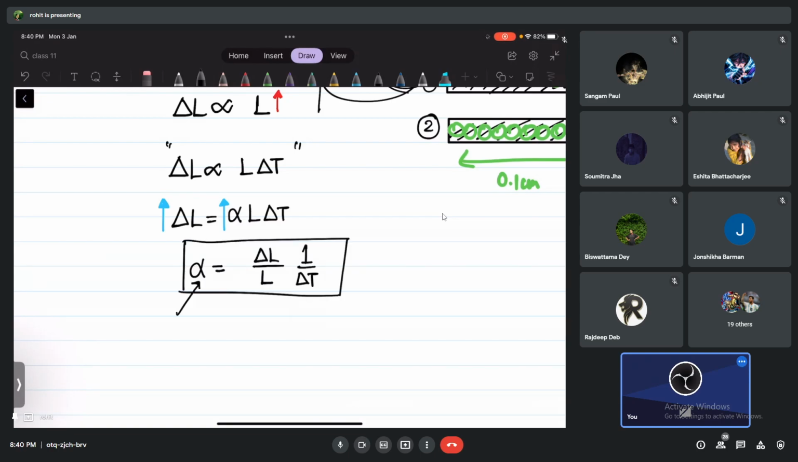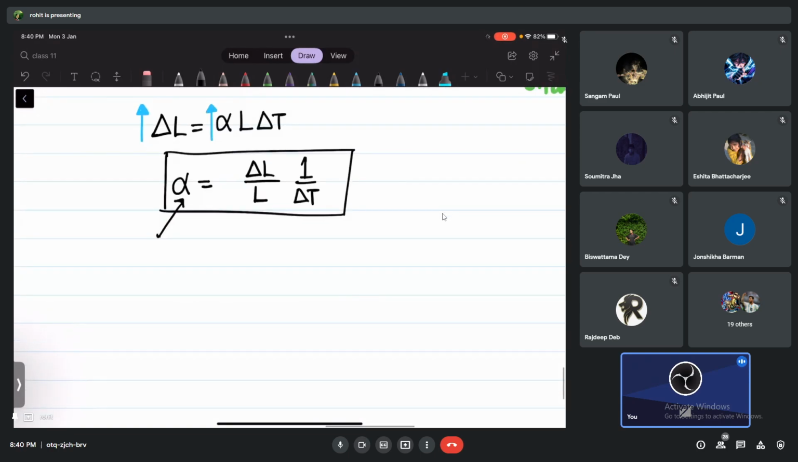What is alpha, guys? Let's write the name first. What is the name? How do you read it? Coefficient of linear expansion. It has to do with what, guys? It has to do with the material of the solid. It has nothing to do with the temperature of the solid. It has nothing to do with the length of the solid. It has only to do with the material of the solid.